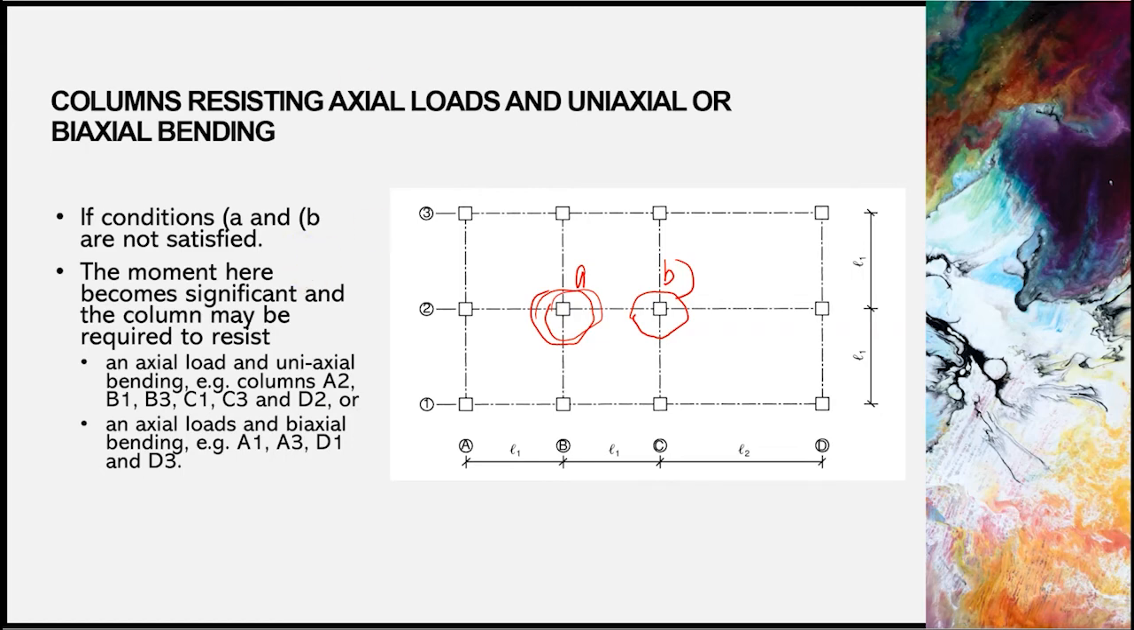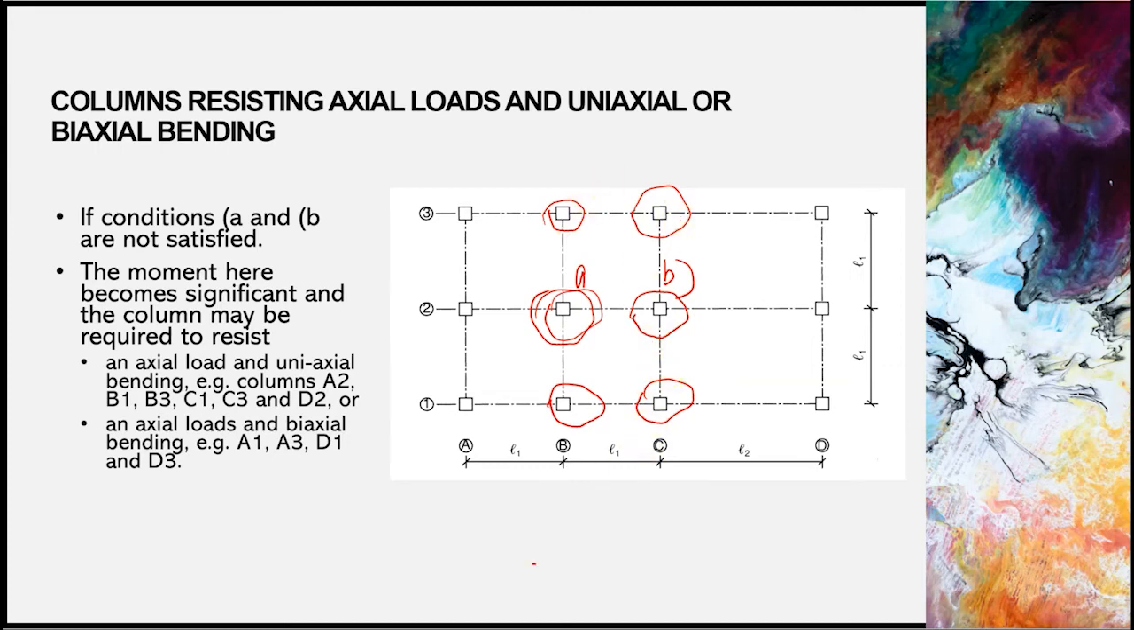Okay, alright. But for condition yang last kali which is column resisting axial load and uniaxial or biaxial bending ni, contohnya, the moment here become significant and the column may be required to resist. So dia kena resist beberapa termasuk moment and axial load and uniaxial bending. Okay, kalau you tengok beam B1, C1, and then we have B1, B3, B1, C1, B3 and C3.